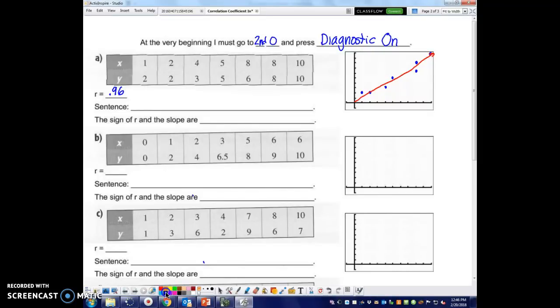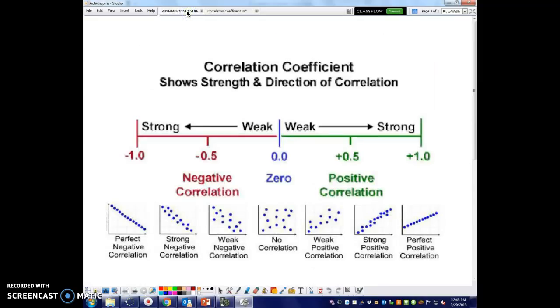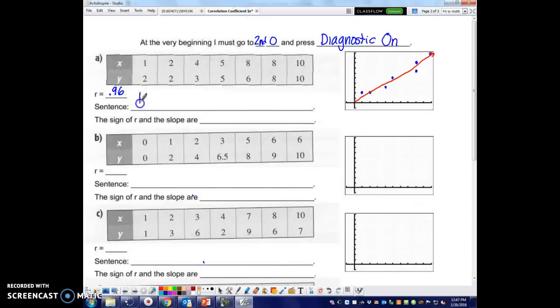Next it says sentence. So for each graph, write a sentence describing if it's a strong correlation, a weak correlation, or no correlation. We need to go back to here. We got 0.96, right? So is that a strong or weak correlation, and is it positive or is it negative? 0.9 is going to be like right up here, right? So it's a positive, strong correlation. Okay? It's a strong positive or a positive strong correlation.